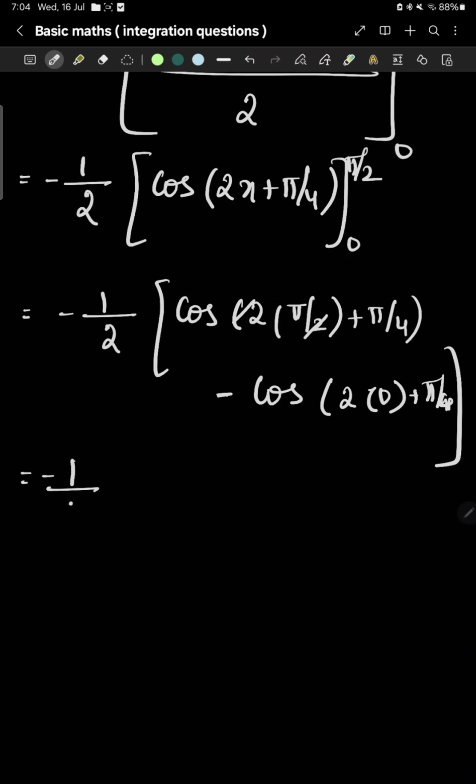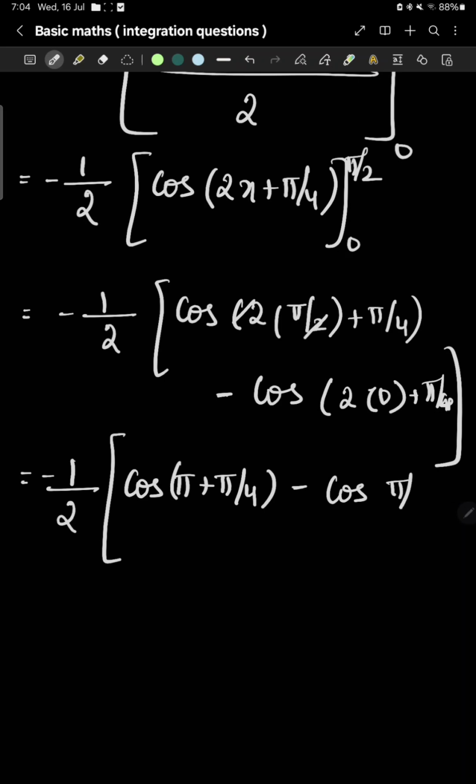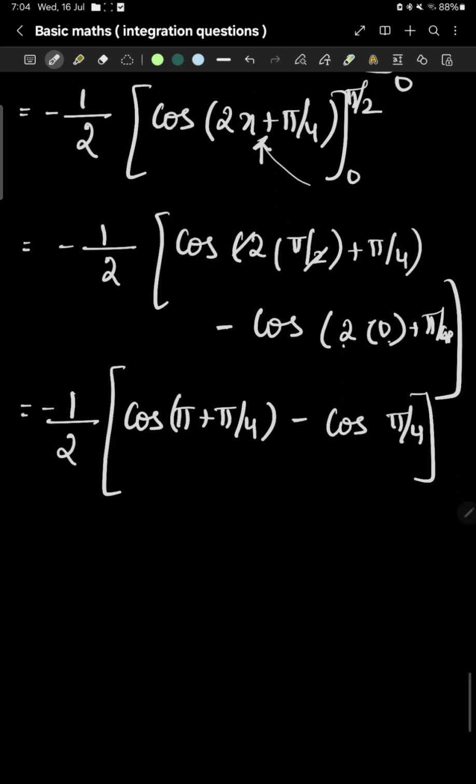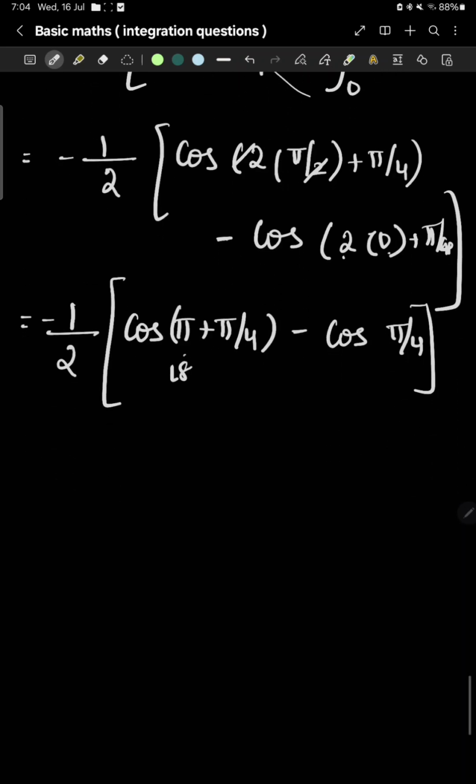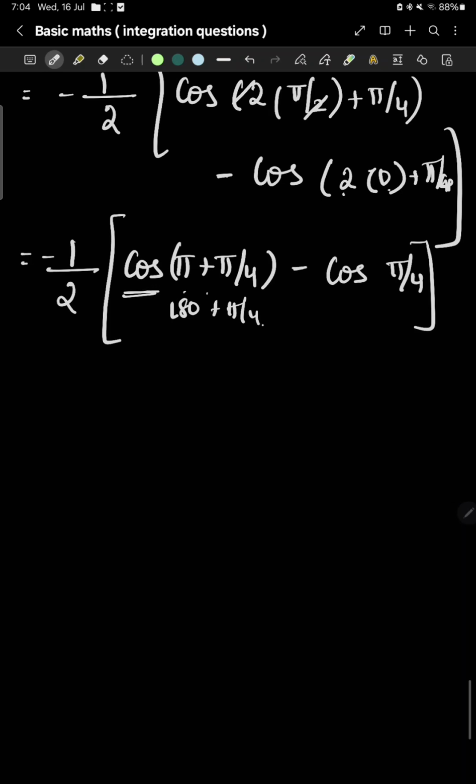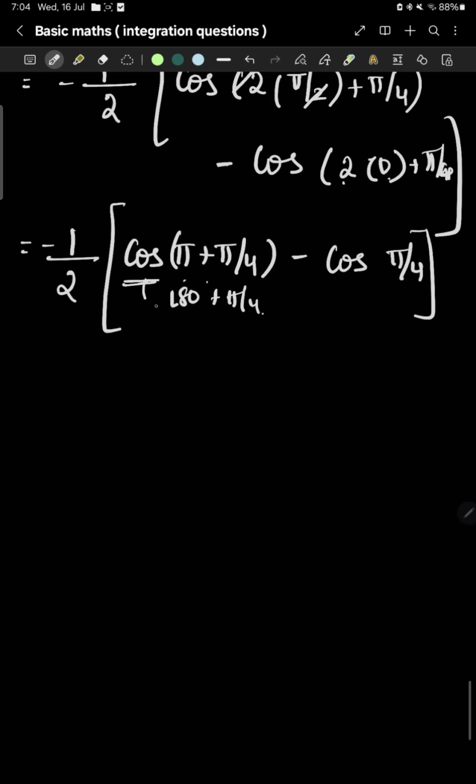So it will be minus 1 by 2 into cos of pi plus pi by 4, the upper limit, minus the lower limit, which is cos pi by 4, because instead of x we have substituted 0, so 2 into 0 becomes 0. Cos of pi plus pi by 4 means 180 plus pi by 4, so it comes in the third quadrant. In the third quadrant cos is negative, but the ratio will not change as it is an even multiple of 90, right? 2 into 90 is 180.